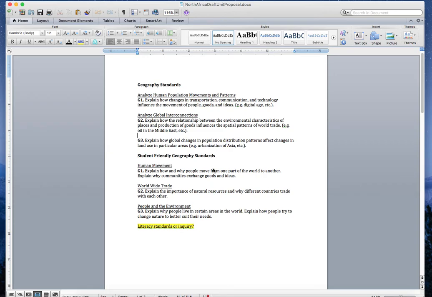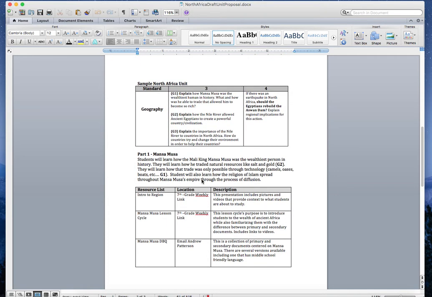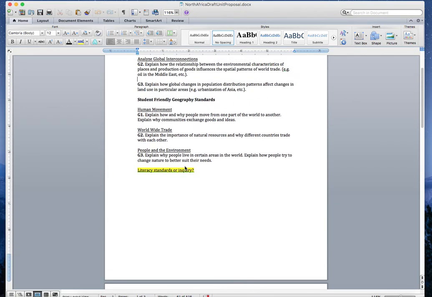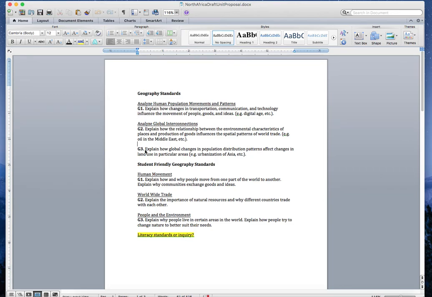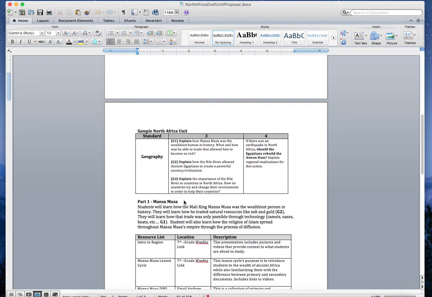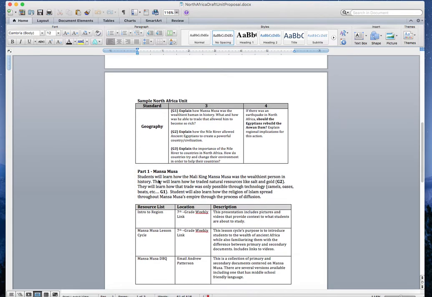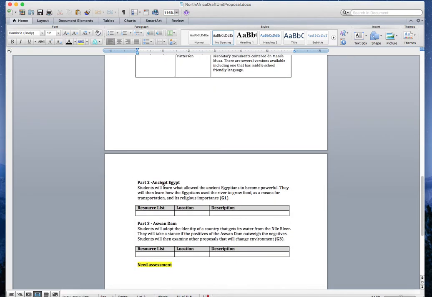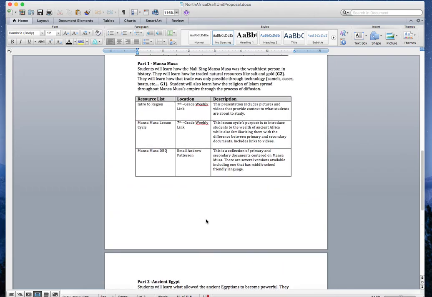I think that teachers should be able to change the wording on the student-friendly versions, but it'd be a great starting point. So then the second part is a sample unit proposal. This would be in place of a traditional curriculum guide. This North African unit proposal is just how I would teach G1, G2, and G3 to my students. I'm separating it out into 3 different parts. Part 1 is Mansa Musa, part 2 is ancient Egypt, and part 3 is Aswan Dam.